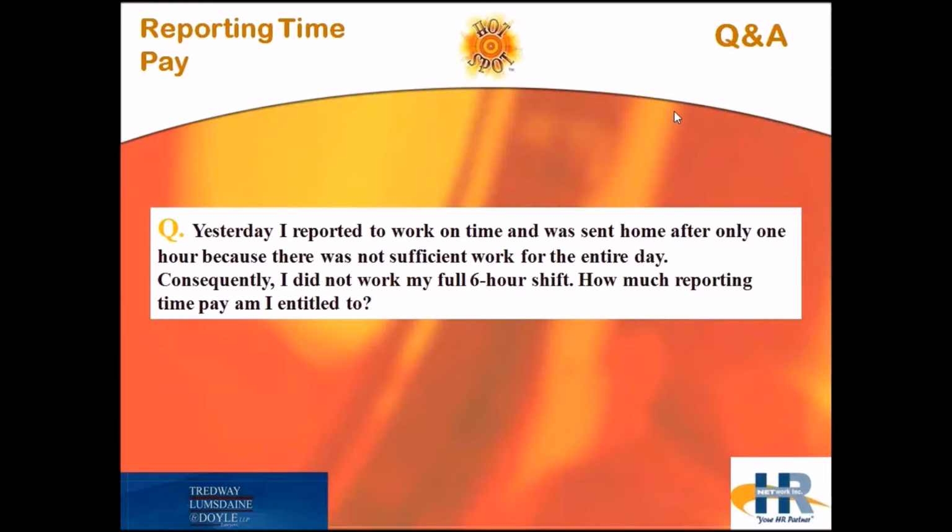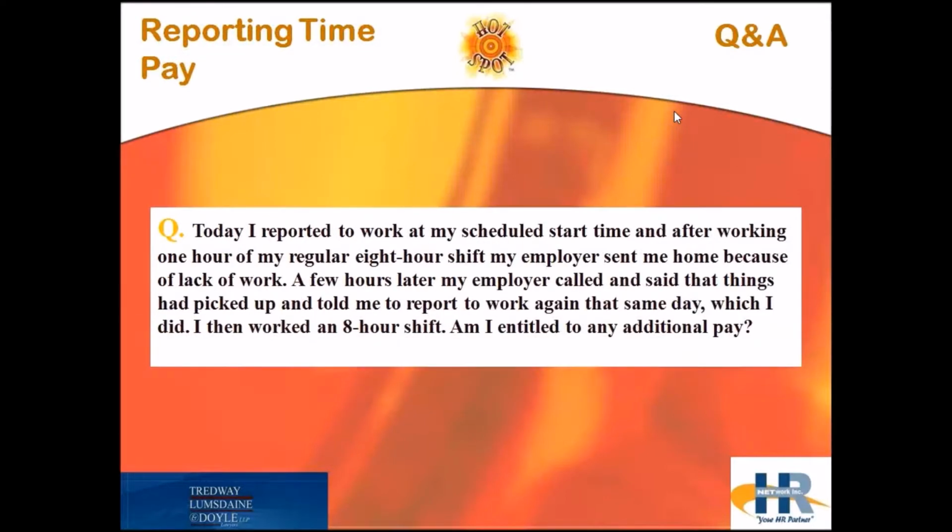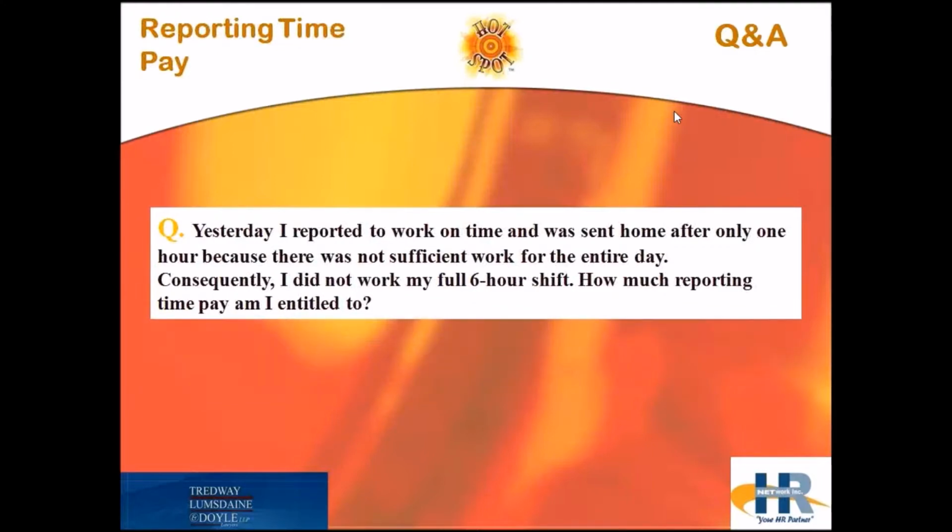Okay, so we're going to do some Q&As on reporting time pay. Yesterday, I reported to work on time and was sent home after only 1 hour because there wasn't sufficient work for the entire day. Consequently, I didn't work my full 6-hour shift. How much reporting time am I entitled to? And hopefully, you've thought of your answer. The answer is that you would pay this person at least half their scheduled work, which in this case, they were scheduled for 6 hours, so you'd pay them for 3 hours of pay.